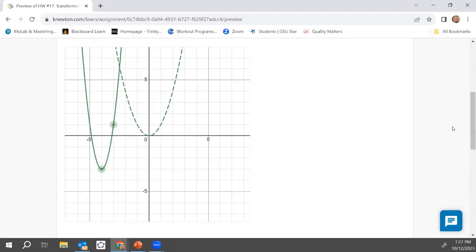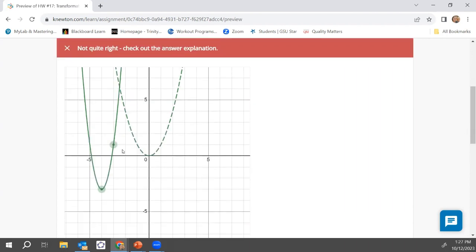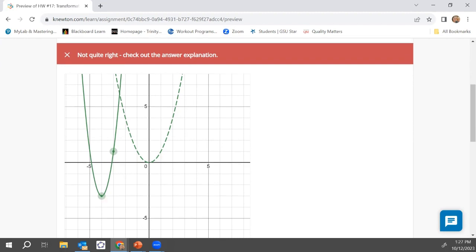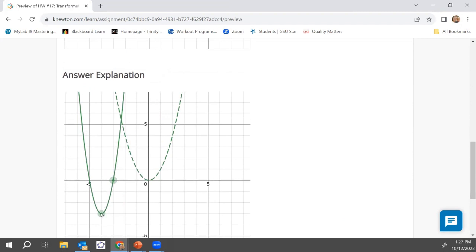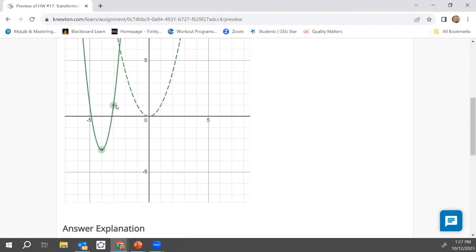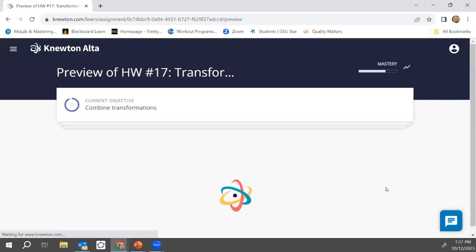I went up 4. I apologize. Let me fix that here. Instead of going up 1 over 1, I need to go up 3 over 1. So that's what I did wrong. It should have been up 3 over 1. I accidentally went over up 4. So just be careful as you're doing those.